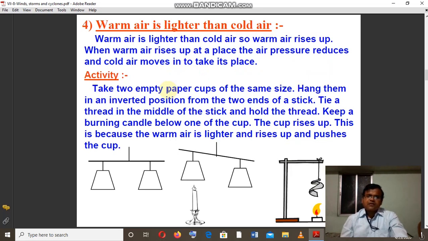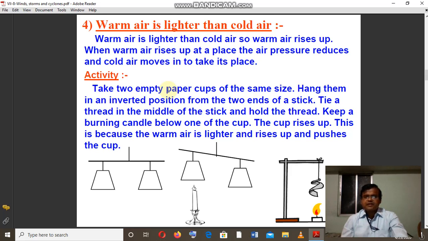Next point, warm air is lighter than cold air. Warm air is lighter than cold air, so warm air rises up. When warm air rises up at a place, air pressure reduces and the cold air moves in to take its place. Let us do an activity for that.